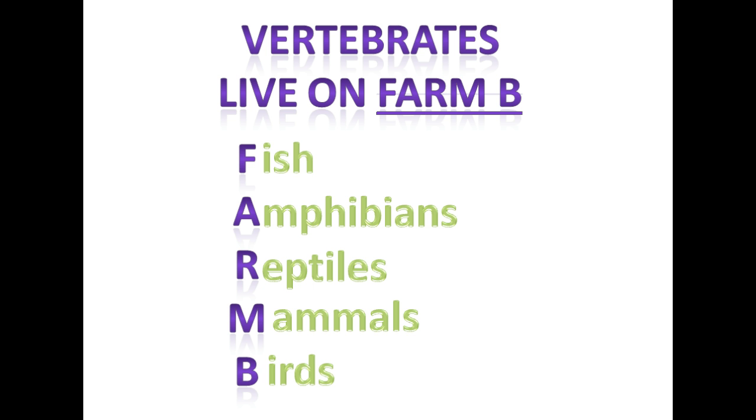Or you can think of a bee farm. But vertebrates live on farm B. Fish, amphibians, reptiles, mammals, and birds.